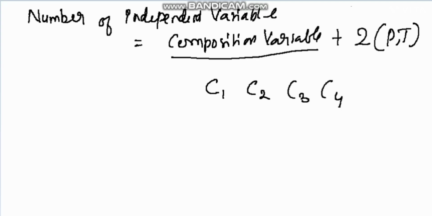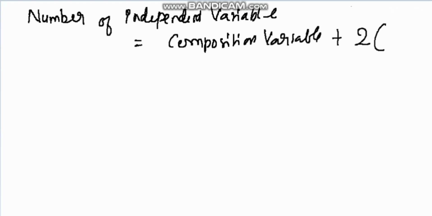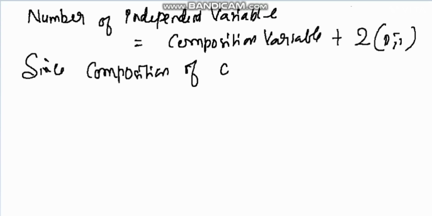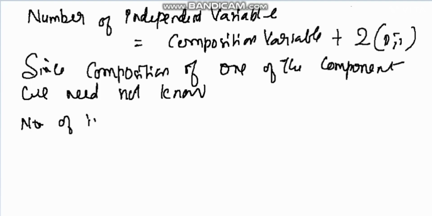For example, if the system consists of 4 components, C1, C2, C3 and C4, and we know the composition of C1, C2 and C3, we need not know the C4 composition, because we can get it from 100 minus the sum of the compositions of C1, C2 and C3, isn't it? So we need not know the composition of one of the components in the system. So we can write it as C minus 1, where C is the number of components.